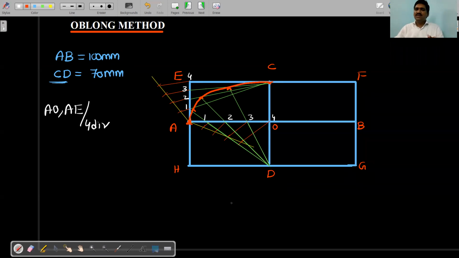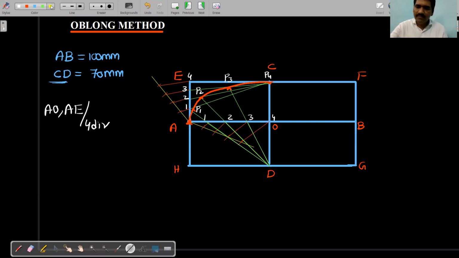Yes, we got 1/4 part of the ellipse. Now we have to bring out the remaining points. This point is point P1, P2. This one is P4. This is the picture.